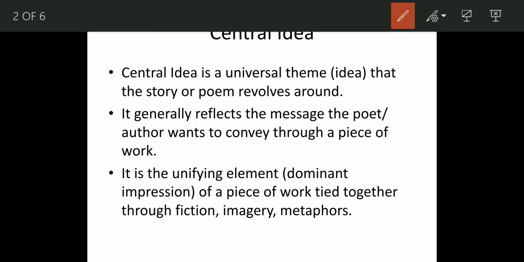It is the unifying element, the dominant impression of a piece of work tied together through fiction, imagery, metaphors. Now, what would a writer do? A writer uses fiction, imagery, metaphors to represent that dominant impression to the reader. He tries to connect to the reader, he wants to convey his idea, his message through metaphors, imagery, fiction, and it is all written through a story or a poem.